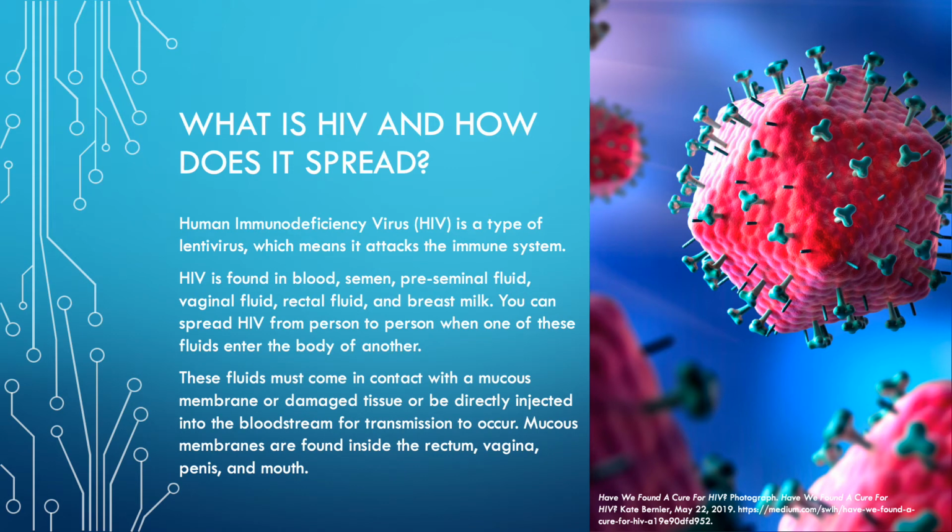What is HIV and how does it spread? Human immunodeficiency virus, known as HIV, is a type of lentivirus, which means it attacks the immune system. HIV is found in blood, semen, preseminal fluid, vaginal fluid, rectal fluid, and breast milk. You can spread HIV from person to person when one of these fluids enters the body of another. These fluids must come in contact with a mucous membrane or damaged tissue, or be directly injected into the bloodstream for transmission to occur. Mucous membranes are found inside the rectum, vagina, penis, and mouth.